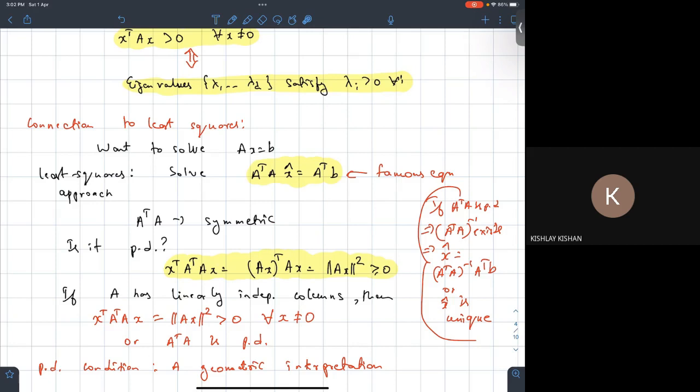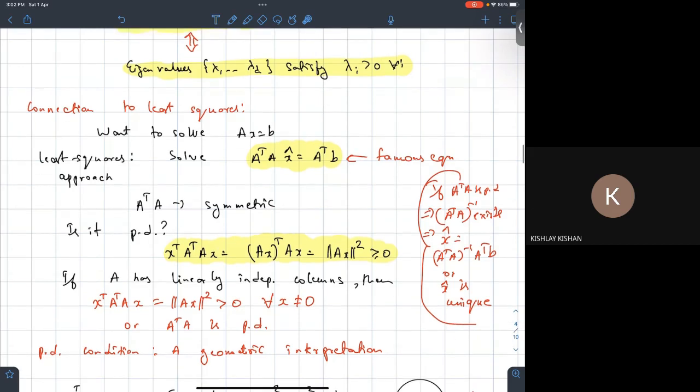I'm saying A transpose A is positive definite. If I have linearly independent columns, then I get A transpose A is positive definite. A side implication is that the least square solution is unique. Is that clear? Can we move on to the next thing?